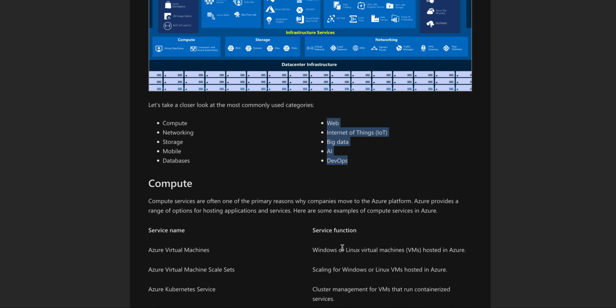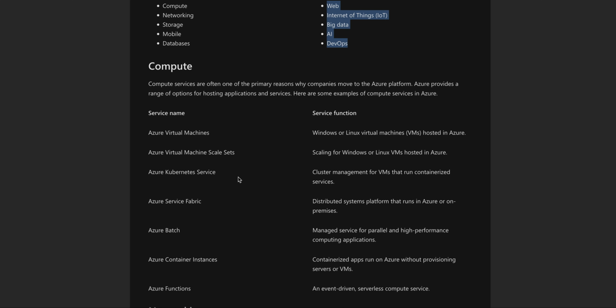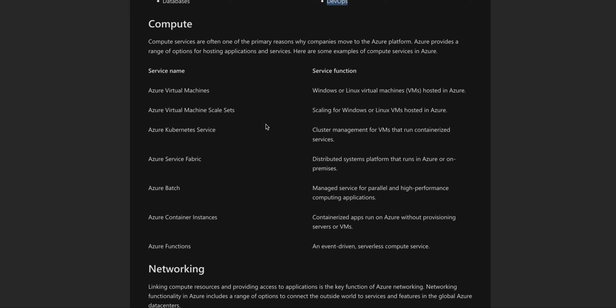So the first one is compute. So let's go through this. Compute services are often one of the primary reasons why companies move to the Azure platform. Azure provides a range of options for hosting applications and services. And here are a few examples.